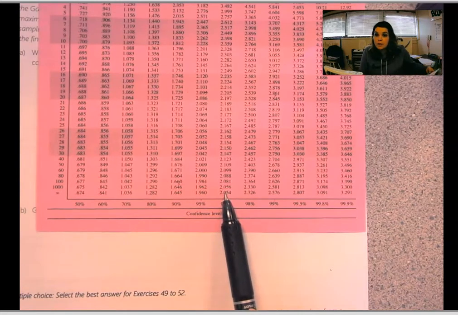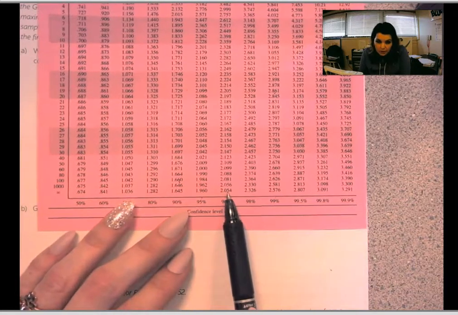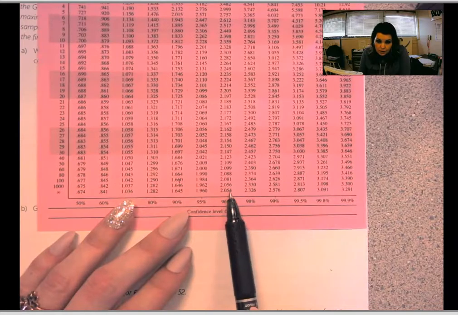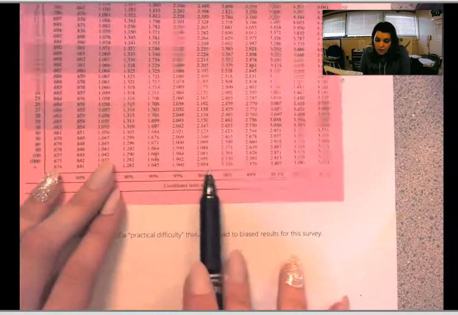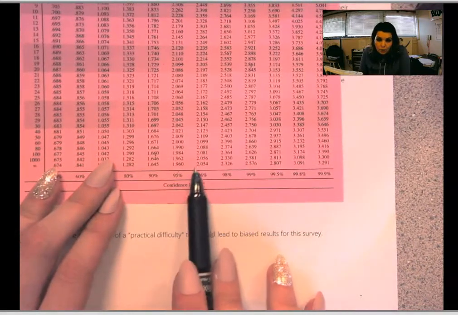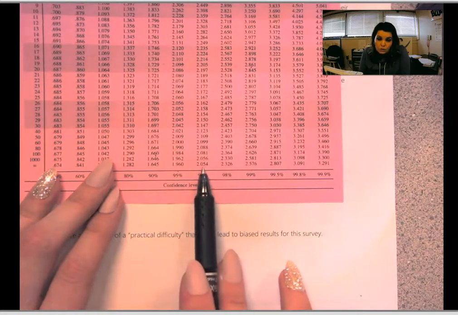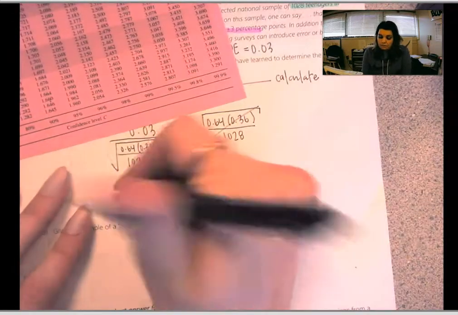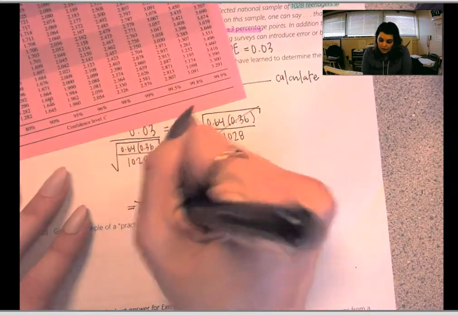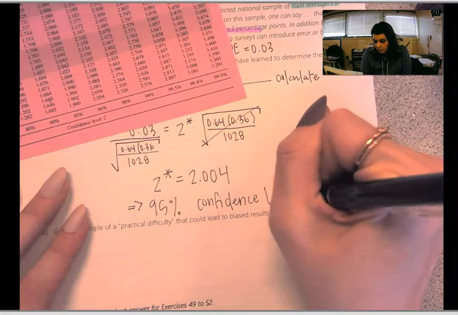I'm just double checking my answer. So this one is a little bit bigger, 2.054. This is 2.004. So I'm going to use the confidence level below this one. So I'm going to use a 95% confidence level. So I'm not using this one because it's too big. So I'm going to use 95%. We think that this was a 95% confidence level.